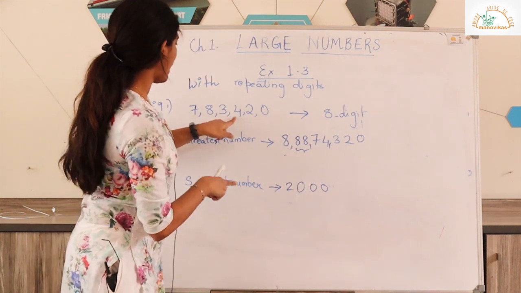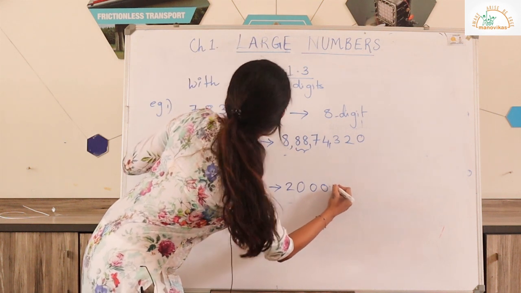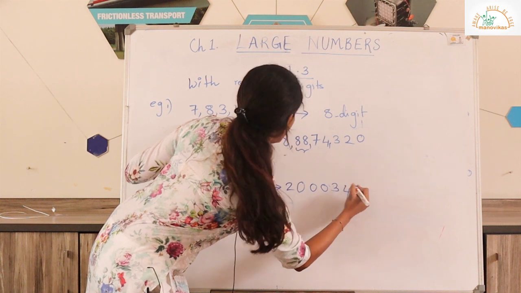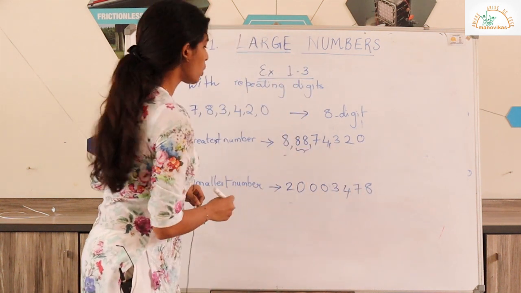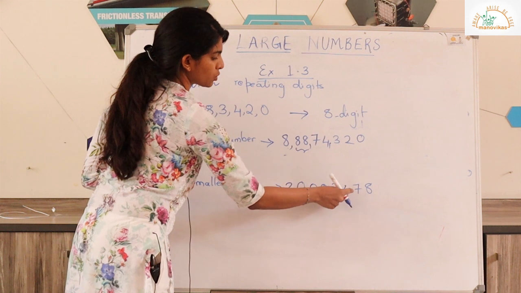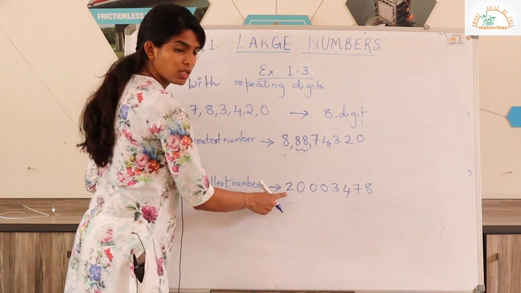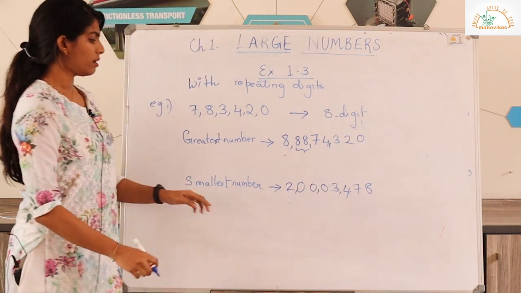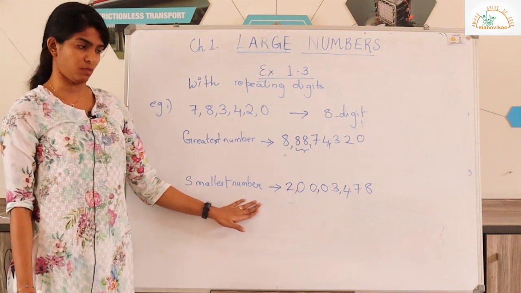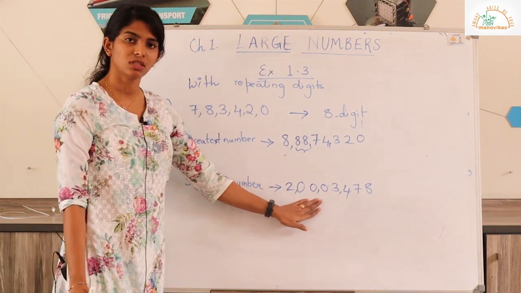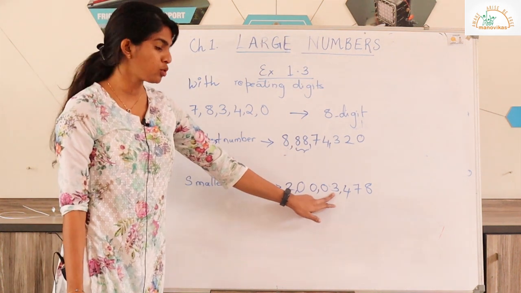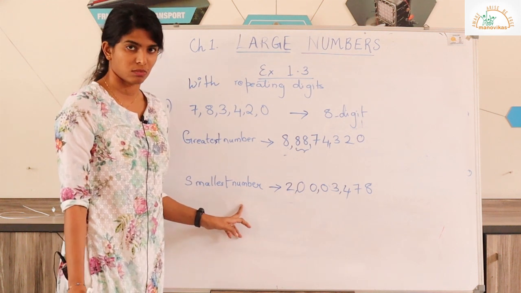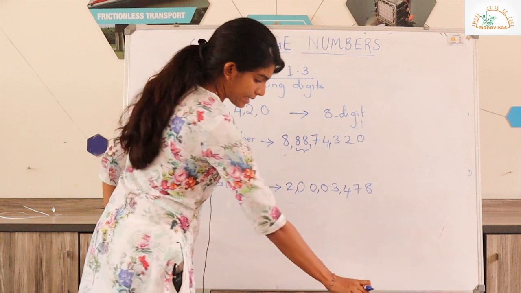Then I write the next larger number, that is 3, 4, 7, 8. Now count how many digits are here: 1, 2, 3, 4, 5, 6, 7, 8. So we got an 8-digit number. Put the commas. Here we got the smallest number. What I have done, I have repeated 0 twice. I cannot put 3 twice. I cannot put 2 twice because it won't give us the smallest number. Okay, so let's start with the exercise.